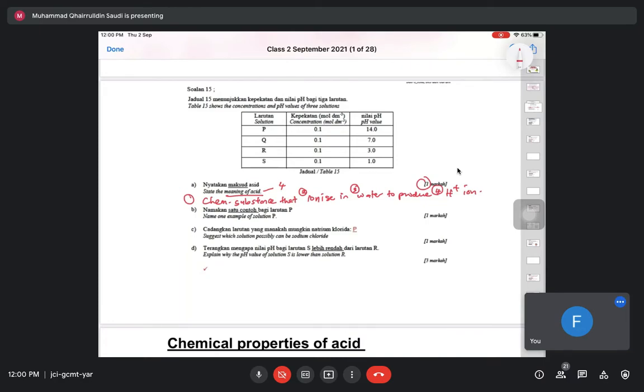Okay, good. So, table 15 shows the concentrations and pH values of 3 solutions. It does not tell us whether they are acid or alkali, so we have to identify first. We have to analyze the table given. So, solution P, the concentration is 0.1. Every solution has the same concentration but different pH value. Solution P has pH value 14. So, what does this tell you about solution P? Solution P is an alkali. Good. How about solution Q?